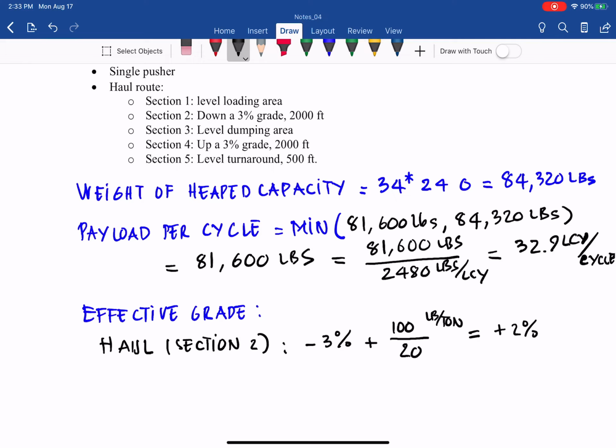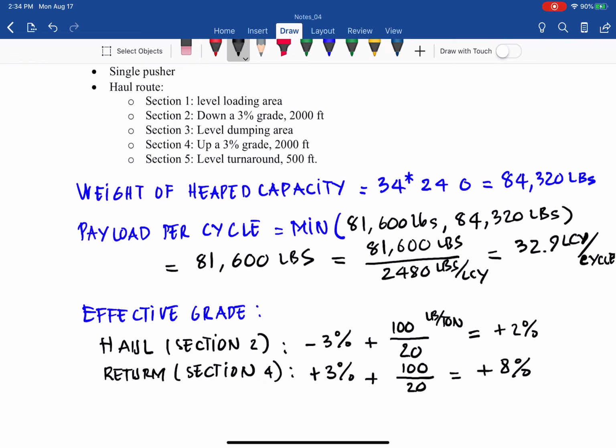And then we also have the return, which is section 4, and it goes up 3%. So we have plus 3%. The rolling resistance remains unchanged, 100 divided by 20. So you will have plus 8% effective rate.